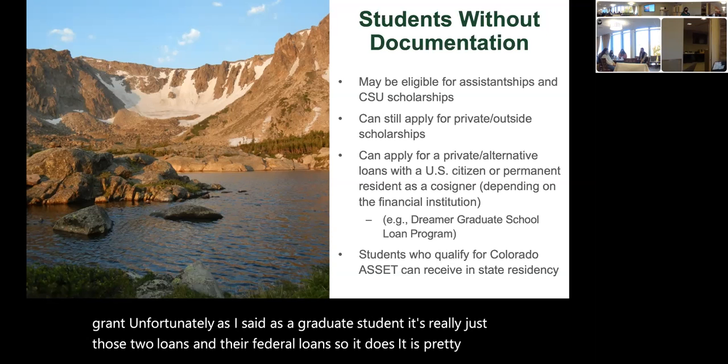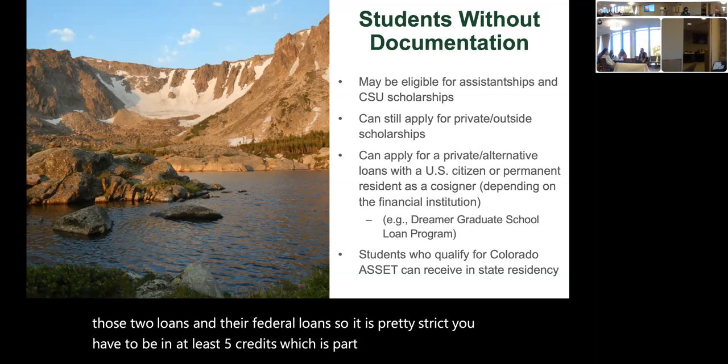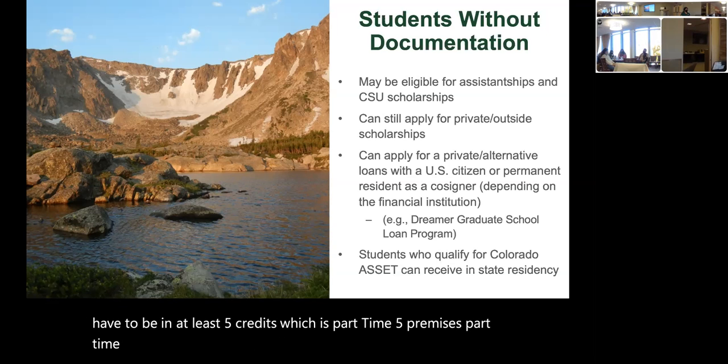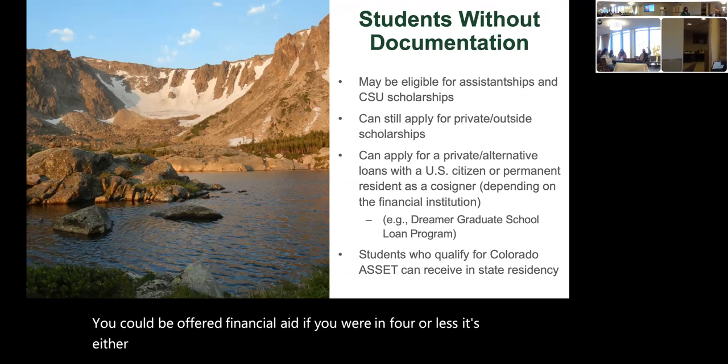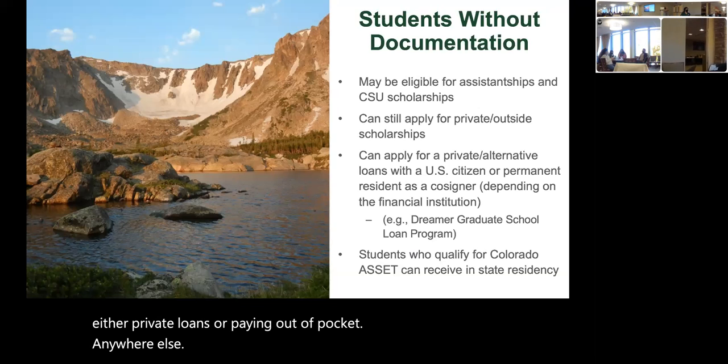You have to be in at least 5 credits, which is part-time. 5 credits is part-time, 9 credits is full-time. So as long as you're in 5, you could be offered financial aid. If you're in 4 or less, it's either private loans or paying out of pocket. Anyone else? Did that answer your question?